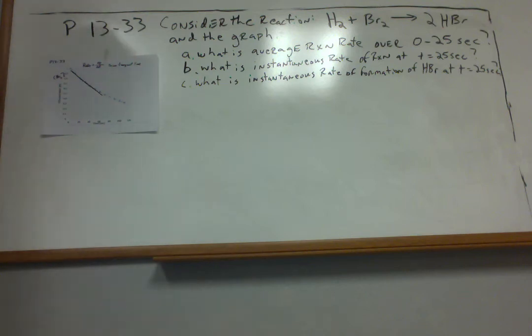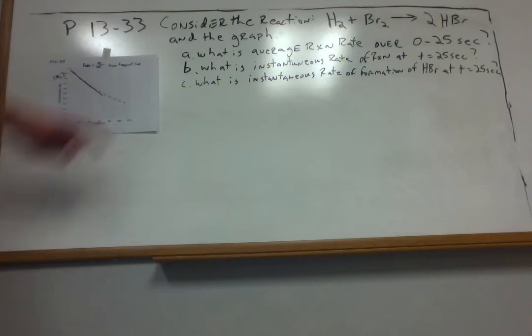Okay, let's work some more sample problems for reaction kinetics. This is from chapter 13, problem 33. Here at the beginning of the chapter, we want to learn how to compute both average and instantaneous rates of chemical reactions. And this problem really helps us do that.